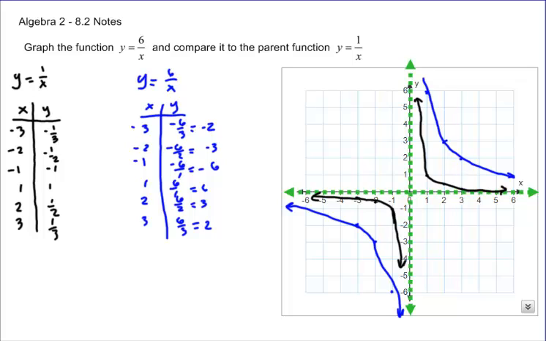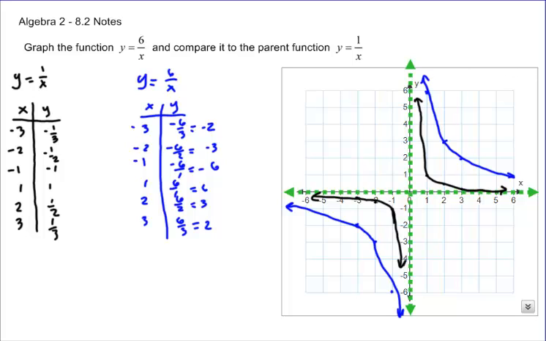All right. So what's the difference? Well, the difference is we're a little bit further away from the origin, but we still have the same shape. There's still two branches, and they still have to stay within the restriction that they cannot cross the x-axis or the y-axis.